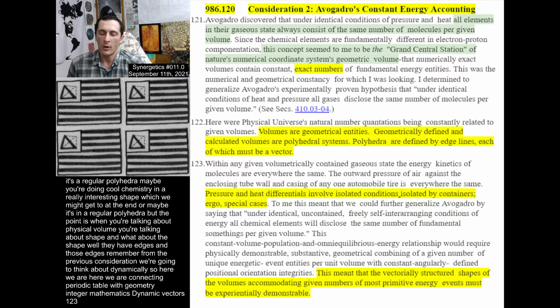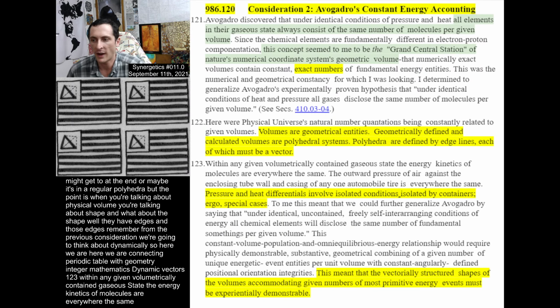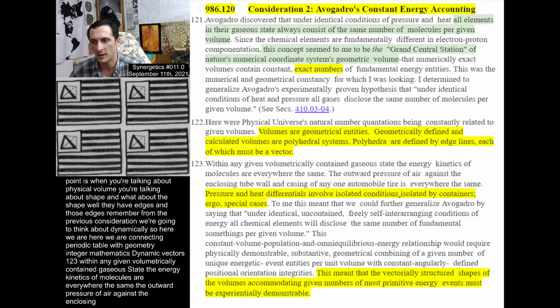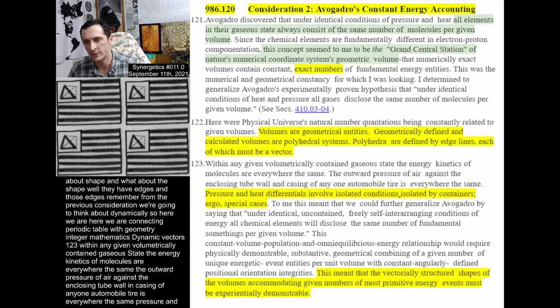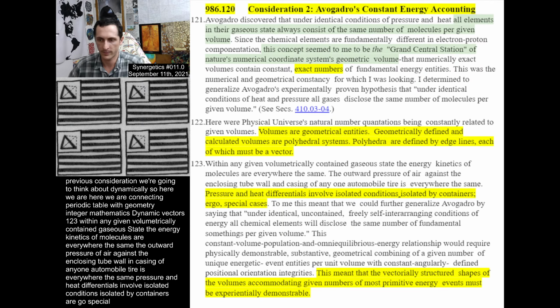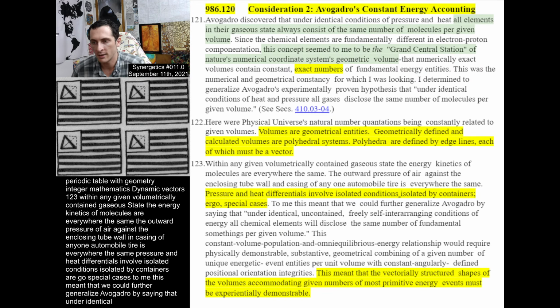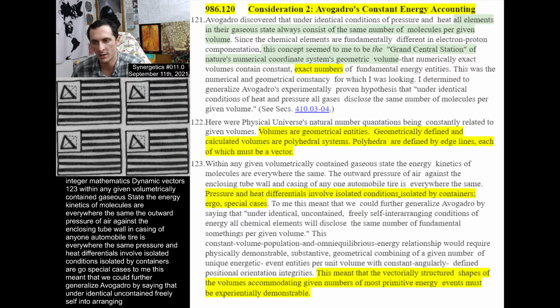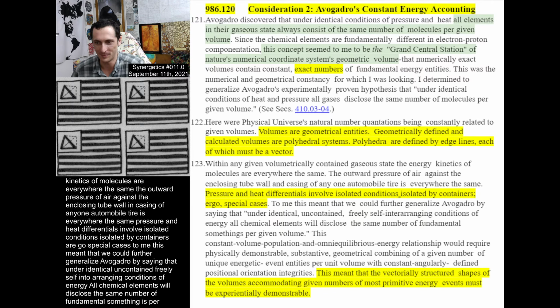123. Within any given volumetrically contained gaseous state, the energy kinetics of molecules are everywhere the same. The outward pressure of air against the enclosing tube wall and casing of any one automobile tire is everywhere the same. Pressure and heat differentials involve isolated conditions, isolated by containers, ergo special cases. To me, this meant that we could further generalize Avogadro by saying that under identical, uncontained, freely self-interarranging conditions of energy, all chemical elements will disclose the same number of fundamental somethings per given volume.